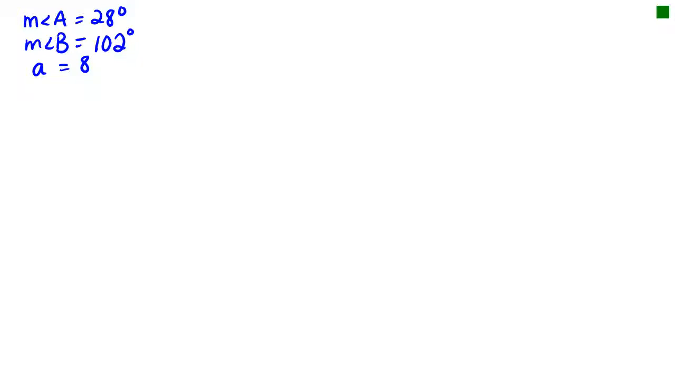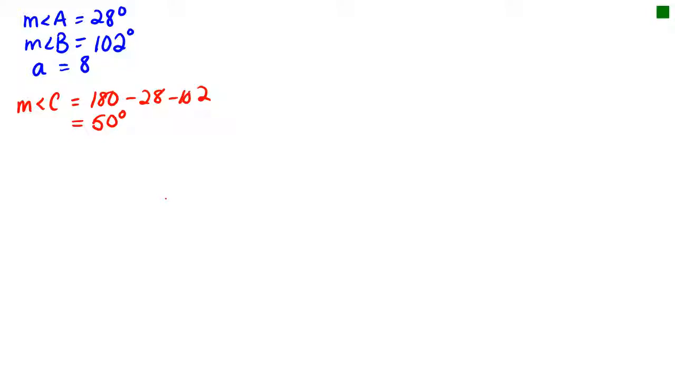All right, so again, they gave me two angles and a side, so I know I can use the law of sines to find the missing parts. So first I'm going to find the measure of angle C. I do that by, again, 180 minus 28 minus 102, which gives me 50 degrees.